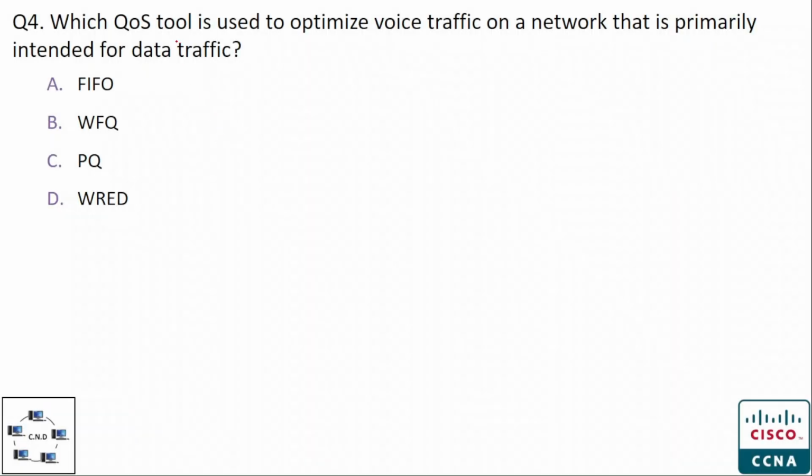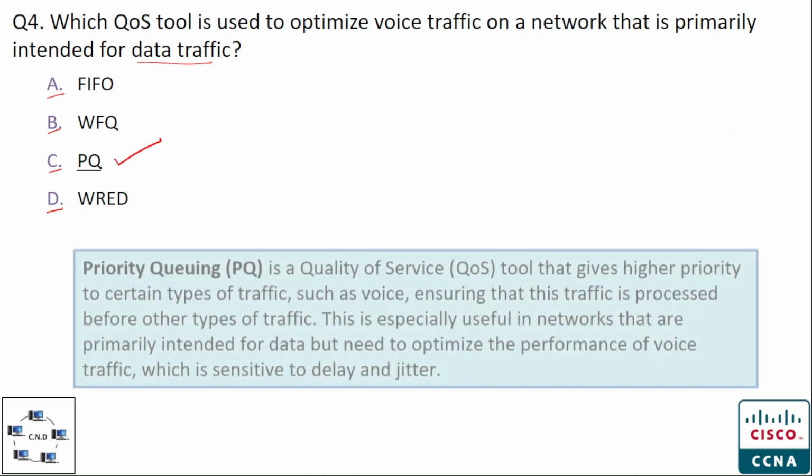Question number four, which quality of service tool is used to optimize voice traffic on a network that is primarily intended for data traffic? And the options are option A, FIFO, option B, WFQ, option C, PQ, and option D, WRED. And the correct option is that the PQ QoS tool is used to optimize the voice traffic over the network that is intended for data traffic.